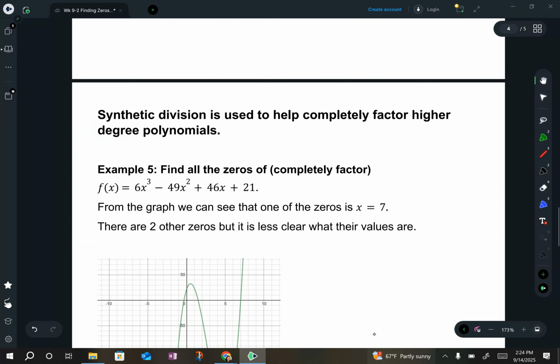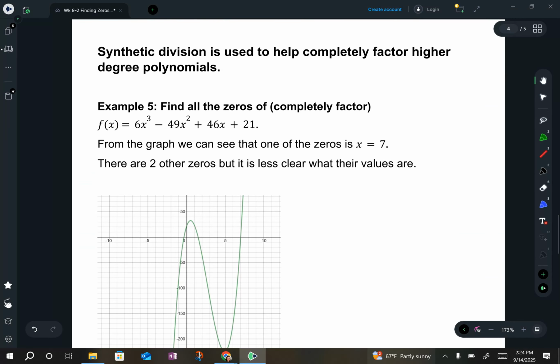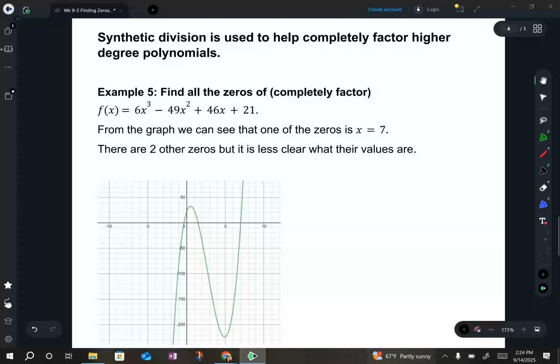So we're going to use synthetic division now as a tool to help us completely factor higher degree polynomials. So here's the polynomial that I want to find all my zeros of. It's f of x equals 6x cubed minus 49x squared plus 46x plus 21. Now, we graph this in Desmos, and I just pasted that here, and we can see from the graph that it has 3 real roots.